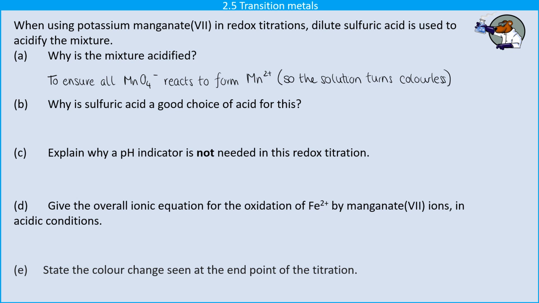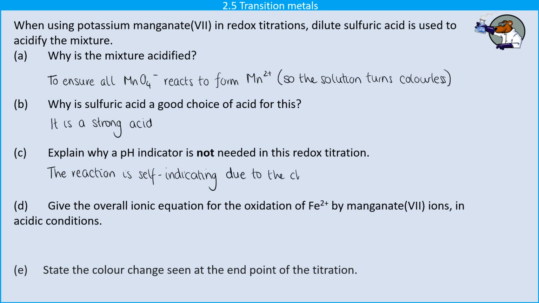Sulfuric acid is a good choice of acid for this because it's a strong acid. We wouldn't want to be using a weak acid like ethanoic acid. We don't need a pH indicator in this titration because it's a redox titration, so therefore it's self-indicating. So we see that colour change as the manganate ion changes to a manganese ion.